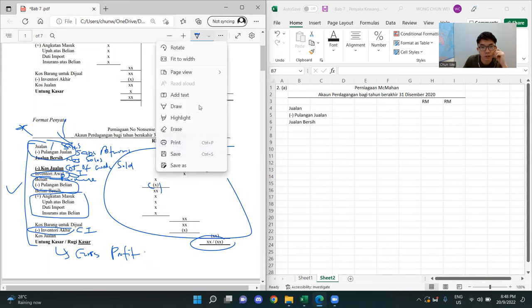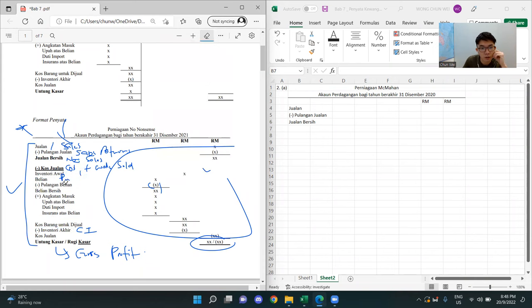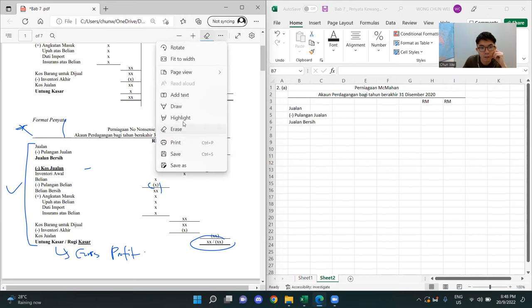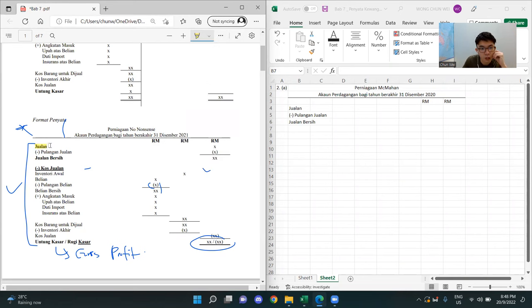Okay, a bit messy. Let me try it again so that you can see a clearer picture. Okay, let me use highlight. Yeah, see. Let me give you, see, all the jualan, letak sini, account perdagangan. All the belian, letak pulangan belian, belian. Then all the inventory, inventory awal, dan inventory akhir letak. Lastly, all the ABD.